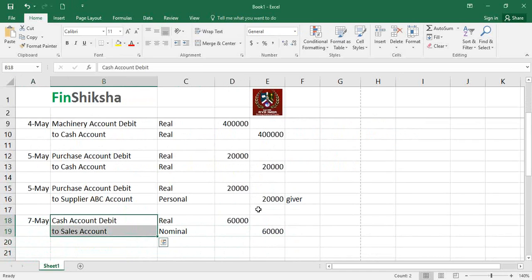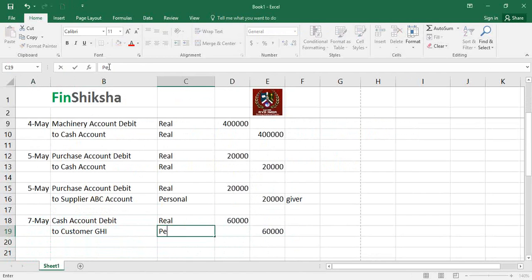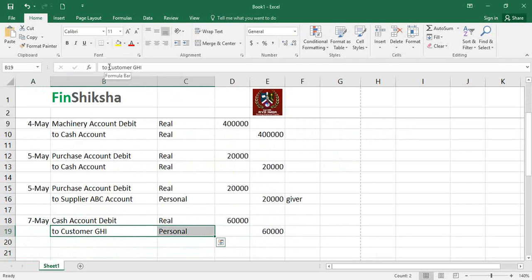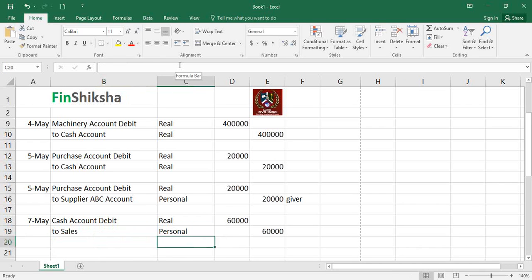This can also be demarcated into two steps: cash account debit to customer GHI account credit, and that would have been a personal account, and then customer GHI debit to the sales account, right? So we could do that as well in two steps, but right now we're going to use only one step and put it like this, right?